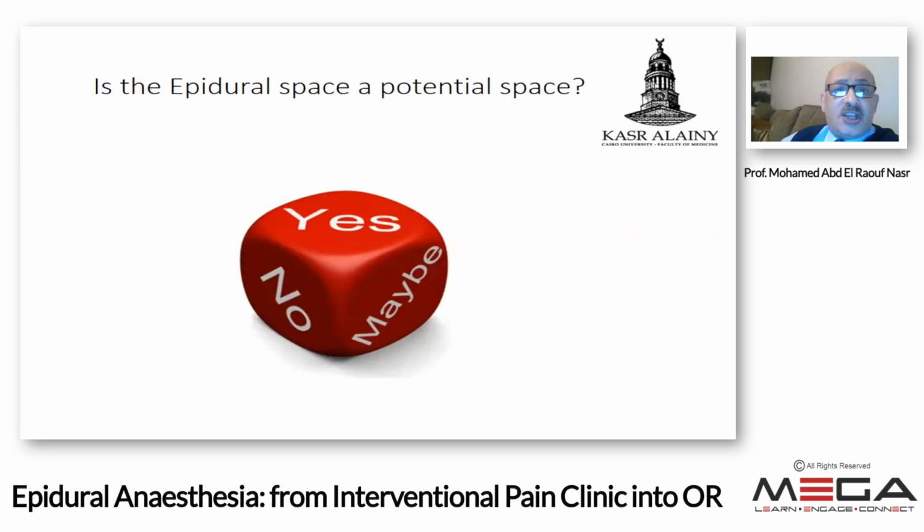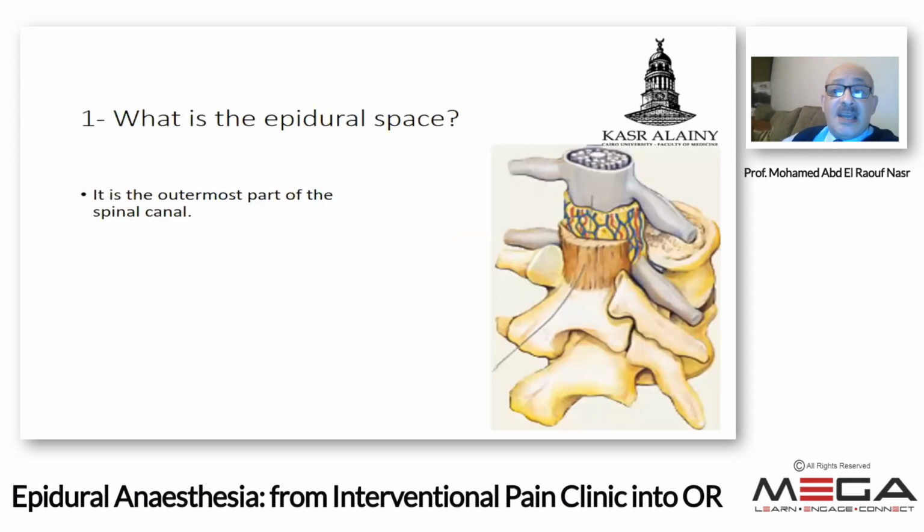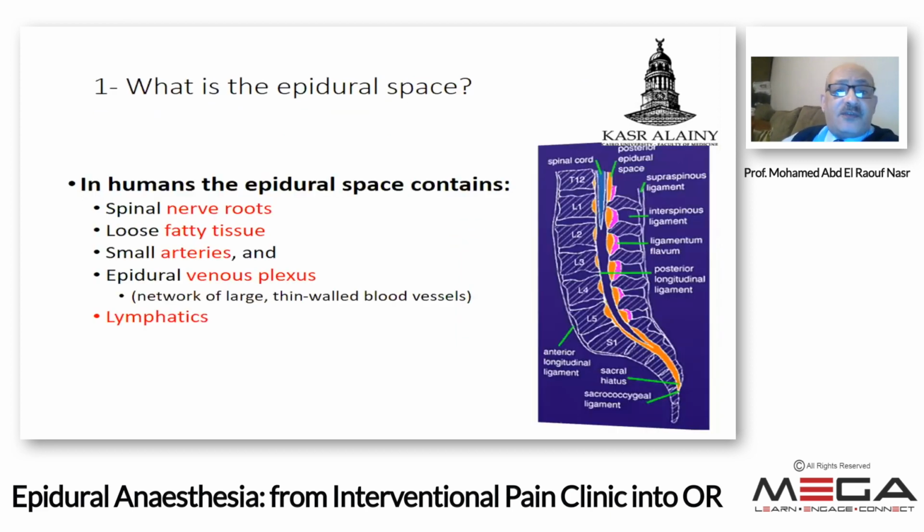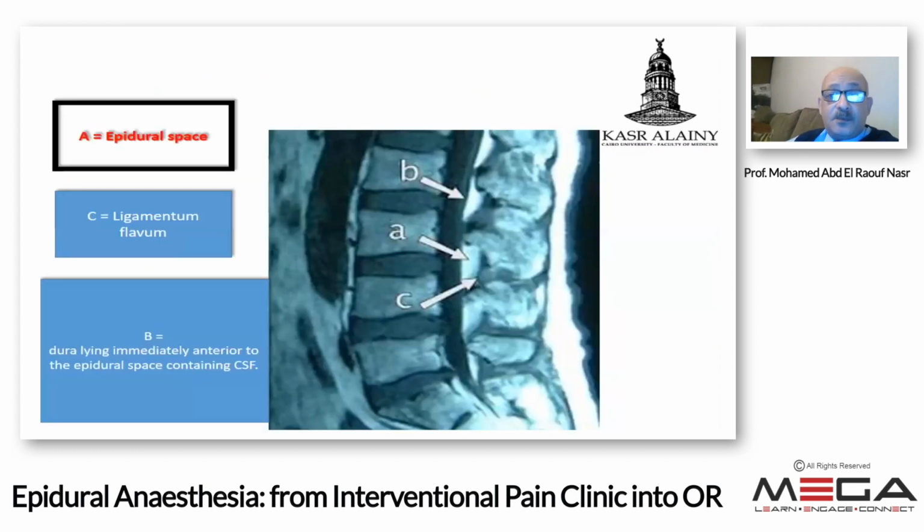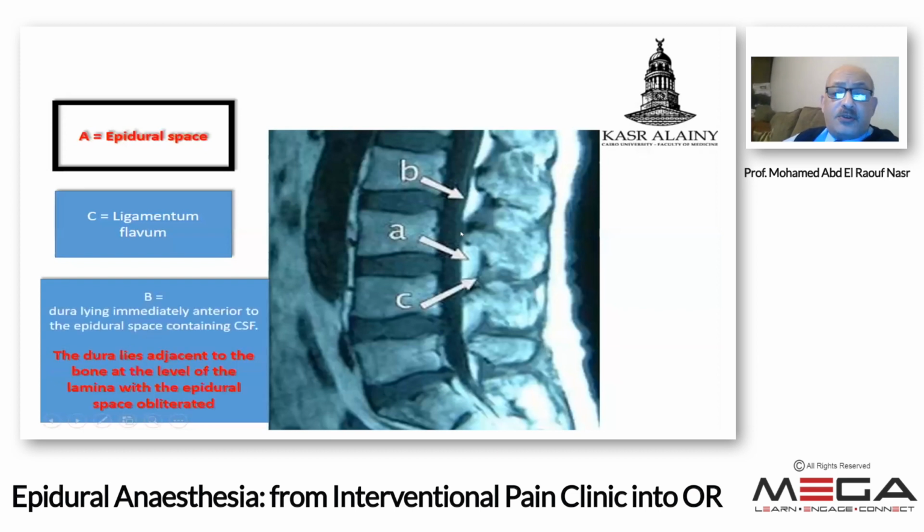A common question is, is the epidural space a potential space or not? It is the outer layer of the spinal canal, containing a lot of nerve roots, fatty tissue, arteries, venous plexus, as well as lymphatics. If we look at the MRI, we find this white triangle, which represents the epidural space, with the dura anterior to it and the ligamentum flavum in black behind it. As you see, there is an area where the epidural space doesn't appear. Here, it is opposite to the lamina.